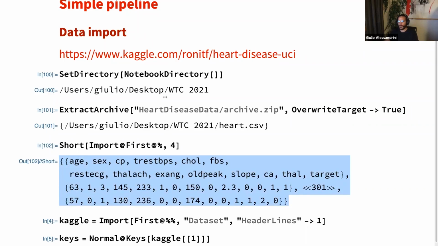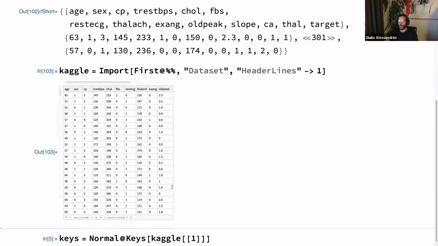So we have a very nice CSV import. So I can say import this as a data set with one header line, and then you immediately have the data. In this format, I can already train, for example. There's nothing more I have to do. But for the sake of the argument, let's go through a few more things.